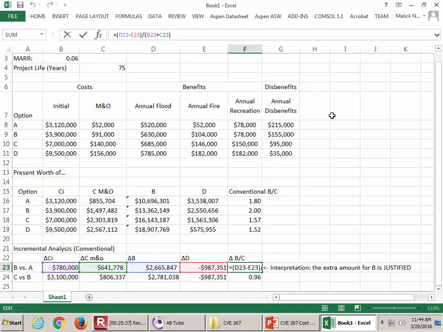It's the same formula as before. It's still the conventional, but I'm using the delta amounts. Oh, the delta amount. Oh, yep. Thank you. Mm-hmm.